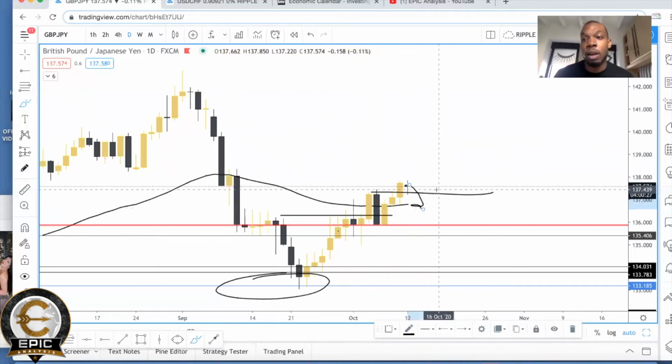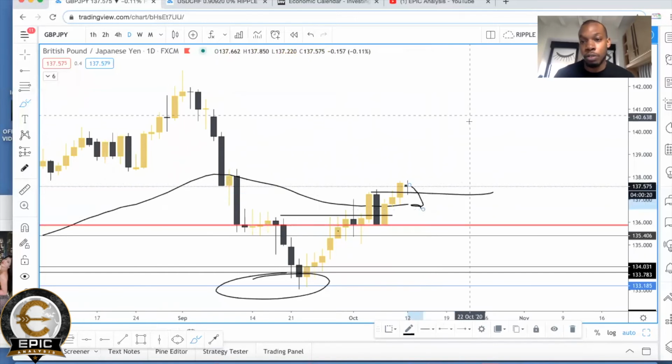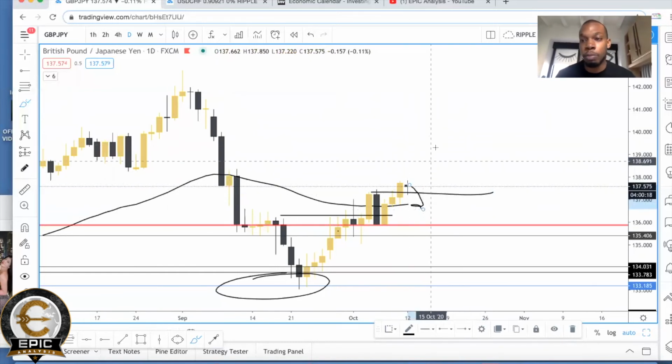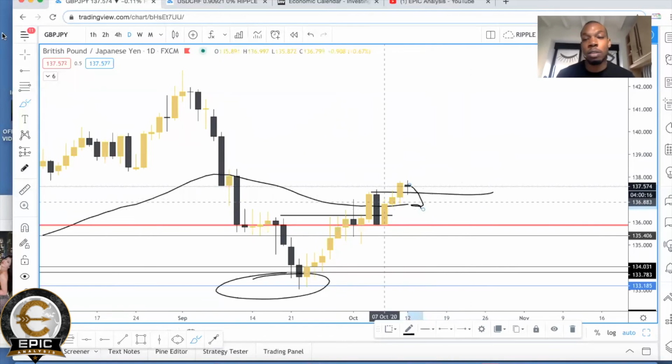So with something like this, I really need to see where the market is trying to go, because it can easily drop 100 pips to the downside and then push up 100, 200 pips, or it could easily just shoot up 100 pips and then shoot back down 100 pips. So this is GBP JPY.